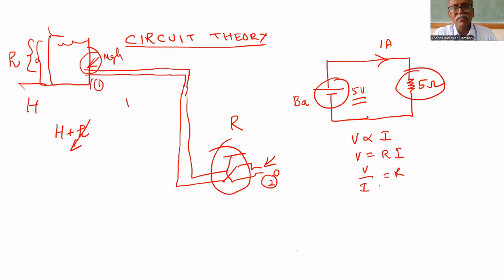V by I equal to R. We can say in other words, Ohm's law: the ratio of potential difference and the current through them is a constant at constant temperature. The constant temperature is very important. So V by I equal to R. So we can say Ohm's law is V is directly proportional to I at constant temperature. So Ohm's law is very, very important to find the current through it.